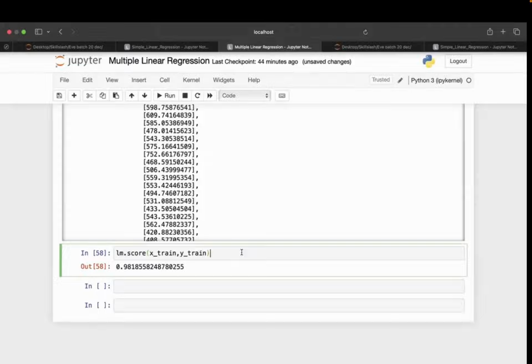Why is it coming? What do you think? My data set is very good. You guys have seen it was following the normal distribution. Very few outliers. That's the reason the accuracy is coming out very good.